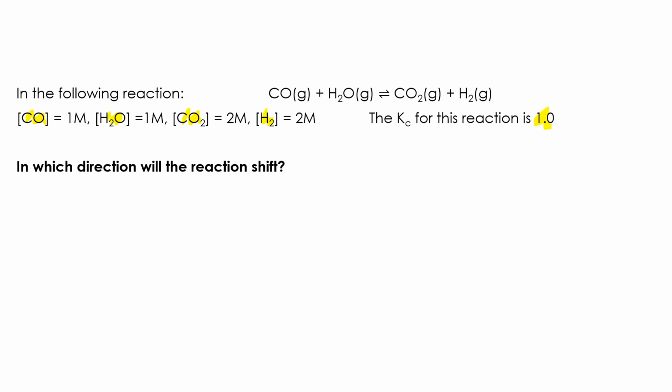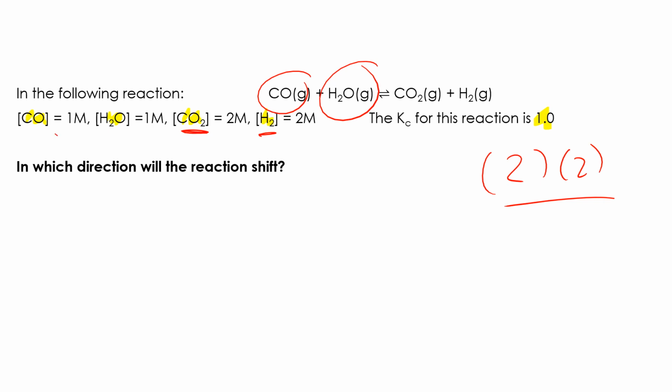It's clear that this reaction is not at equilibrium. Why is it not at equilibrium? Because if we check the concentration of the products, where are the products? We have CO2 and H2. So we have 2 by 2 over, where are the reactants? Reactants are 1 and 1. Of course, it will not give 1. So this is Q. This is not Kc because it's not at equilibrium.